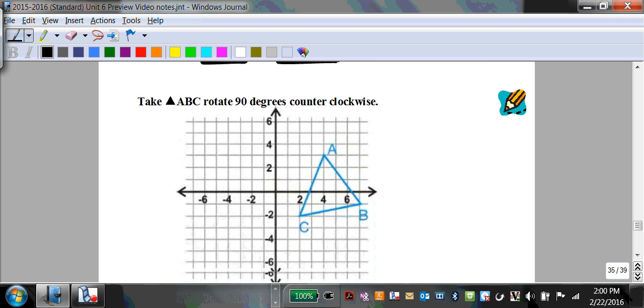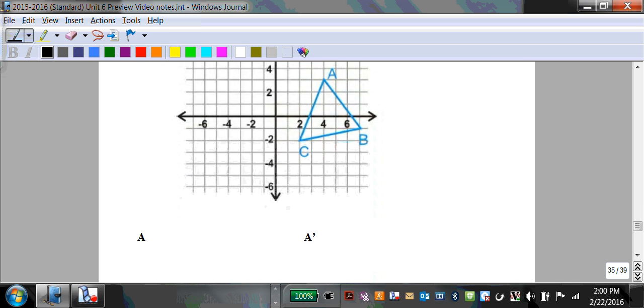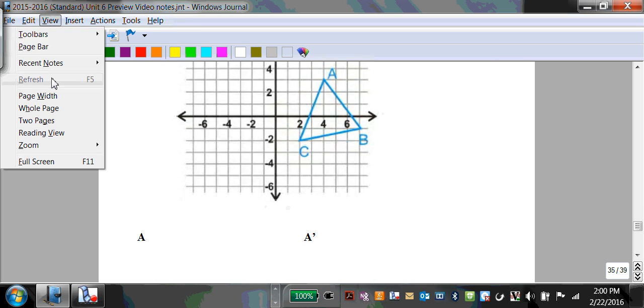Let's actually do this here. So get those 3 points, same 3 points we've been using.